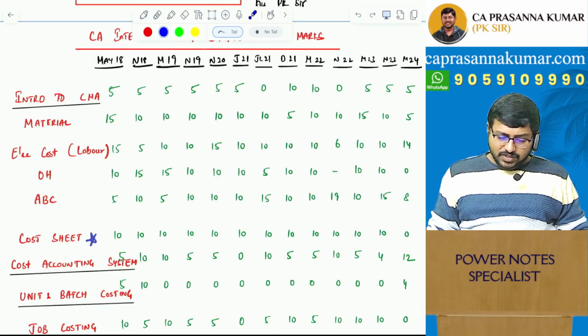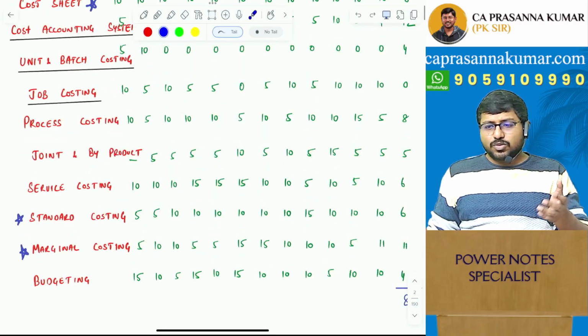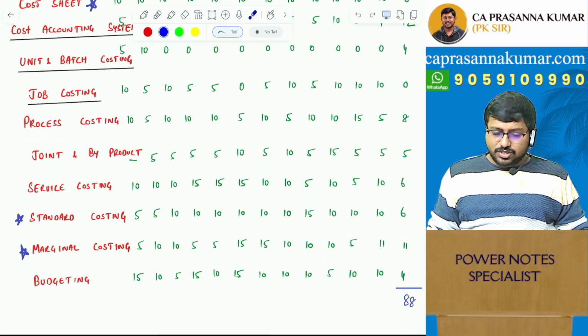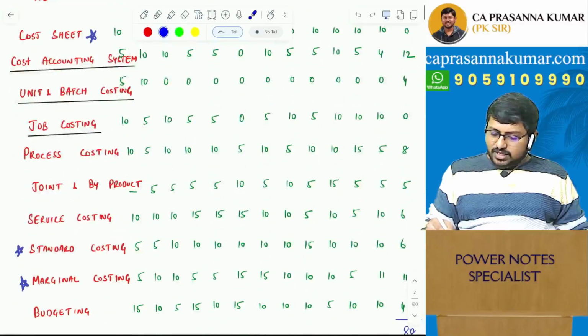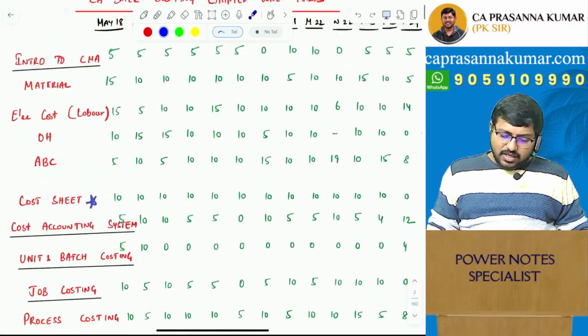Sorry for that. I tried my level best, but I was not able to get it. In case you are able to, just put it in the comment section. If you have the link, I'll be able to take that and put those marks over here. Anyway, now let's start with the first chapter.